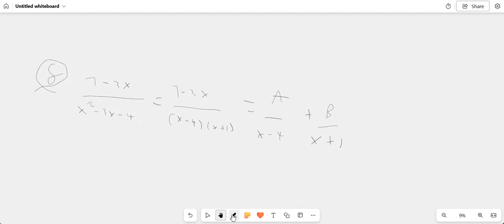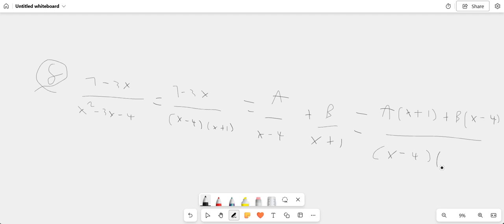And obviously combine it. So that's a open bracket x plus 1 plus b open bracket x minus 4, all of that over x minus 4 times x plus 1. Obviously make the tops equal to each other. So 7 minus 3x is equal to a open bracket x plus 1 plus b open bracket x minus 4.